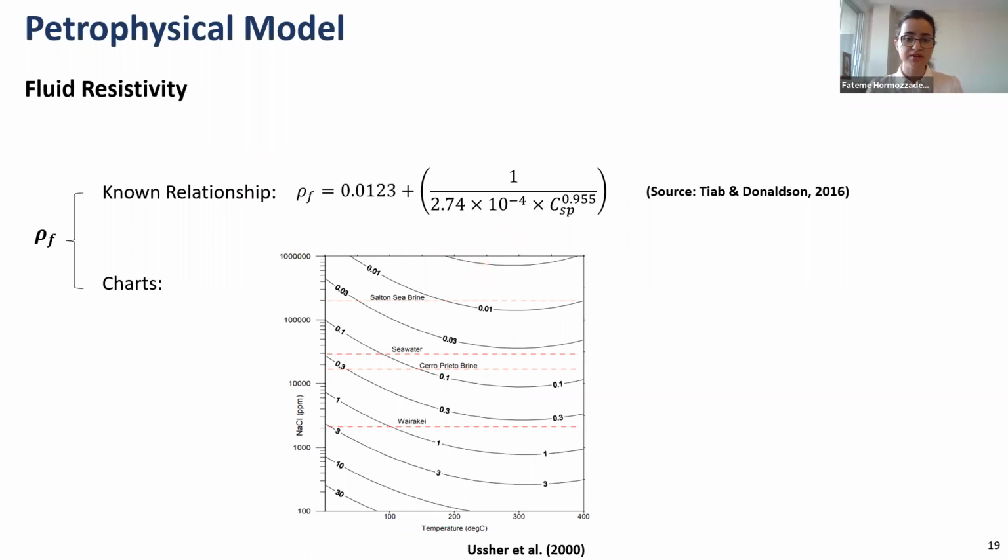This is one of the equations that exist that relates the resistivity to salinity. There are also some charts that can be used to estimate the electrical resistivity of fluids. For example, this one shows the relationship of the salinity to temperature, with solid lines that show the variation of electrical resistivity in the plot. So these salinities are from some well-known geothermal fields and shown for reference. If we have the salinity and temperature, we can use such charts to define the electrical resistivity of a fluid in our area of study.